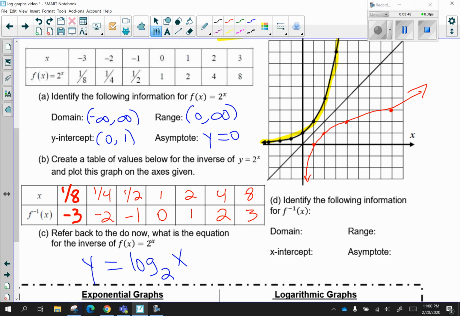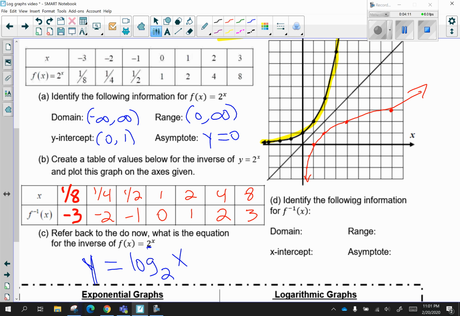Remember, when we convert from exponential to the inverse of log, notice in my exponential function, 2 is the base and x is the exponent. And this is y, f of x. So we just switch it. 2 is our base, x is our answer, y is our exponent.